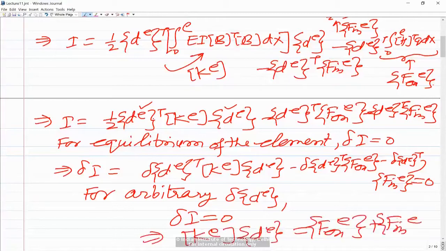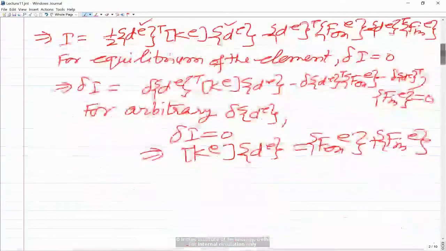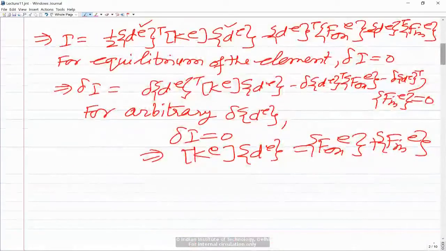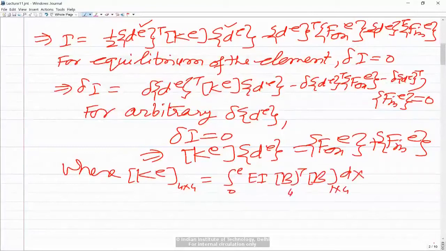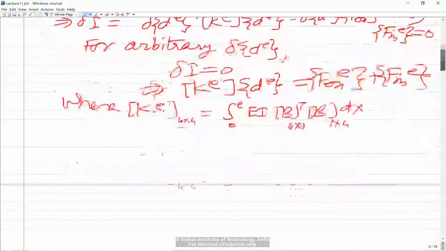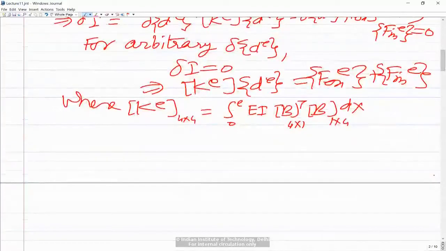So this is the equation you get, and if you look at it, the equation is actually the same as the element level governing equation we know so far. The only thing is that the sizes of the matrices and the degrees of freedom are changing. So K in this case would be 4 by 4. How? That is integral 0 to L of EI B transpose into B dx. Here B is 1 by 4, so B transpose would be 4 by 1, and their multiplication gives a 4 by 4 matrix. Therefore K is a 4 by 4 matrix for this two noded Euler-Bernoulli beam finite element.